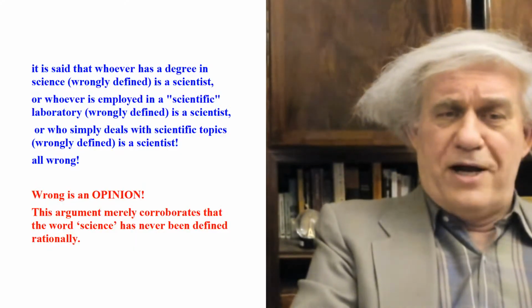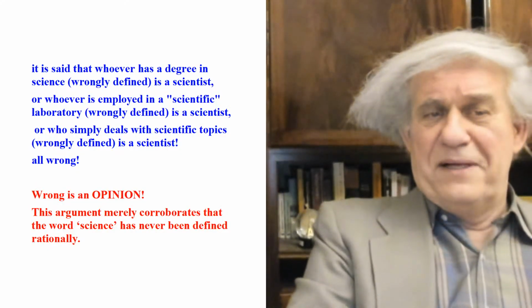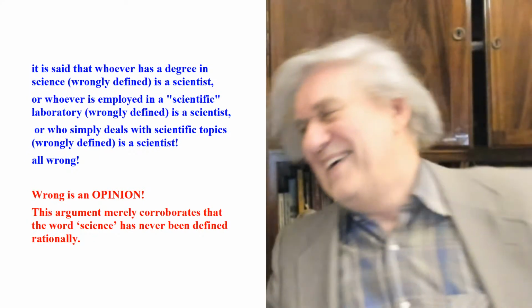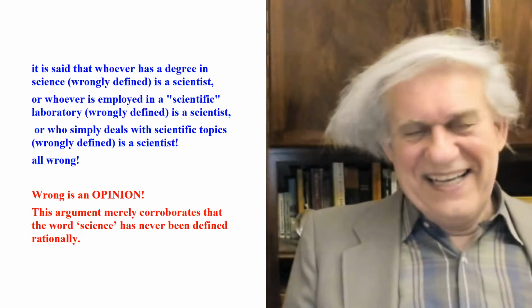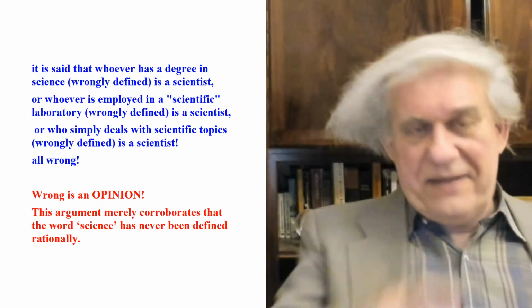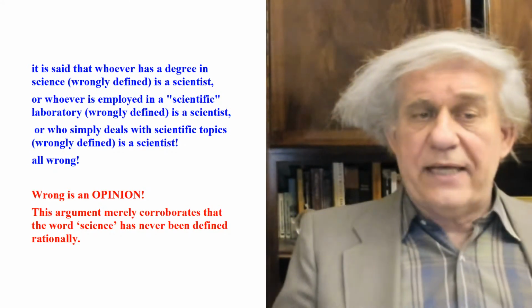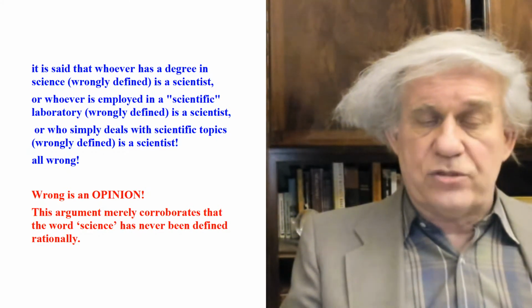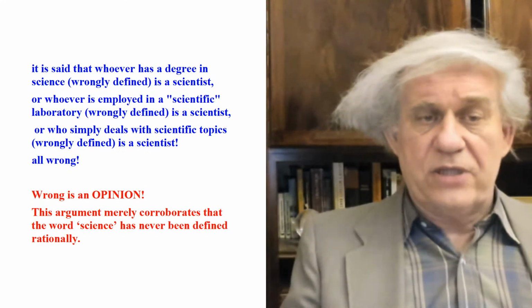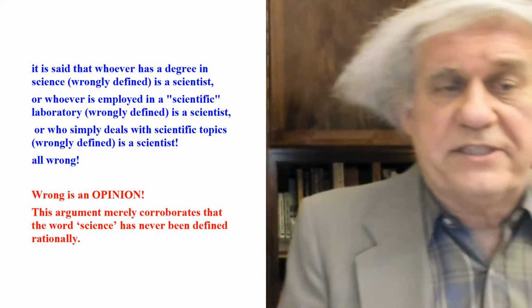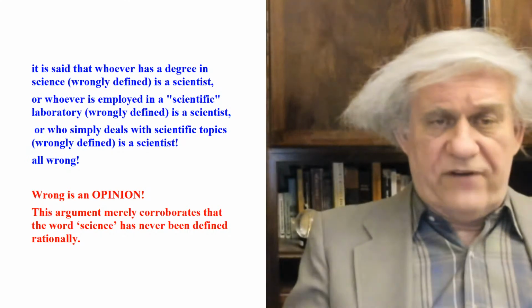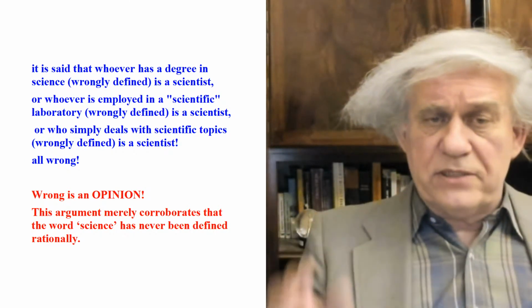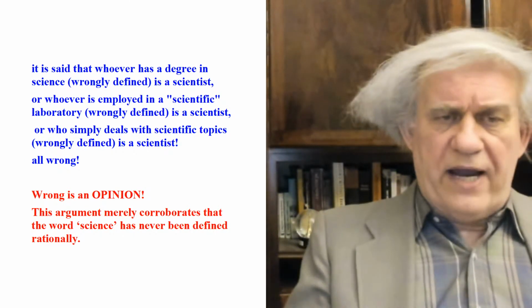Okay, let's get to the next issue here. One person talks about wrong and right. What's wrong? What's right? It doesn't have to do with facts. Well, we'll get to that. One of the comments talks about the difference between the Earth being flat being a belief or a fact. Okay, we'll get to that. The comment the person made said that whoever has a degree in science, wrongly defined, is a scientist, or whoever is employed in a scientific laboratory, wrongly defined, is a scientist, or who simply deals with scientific topics, wrongly defined, is a scientist.